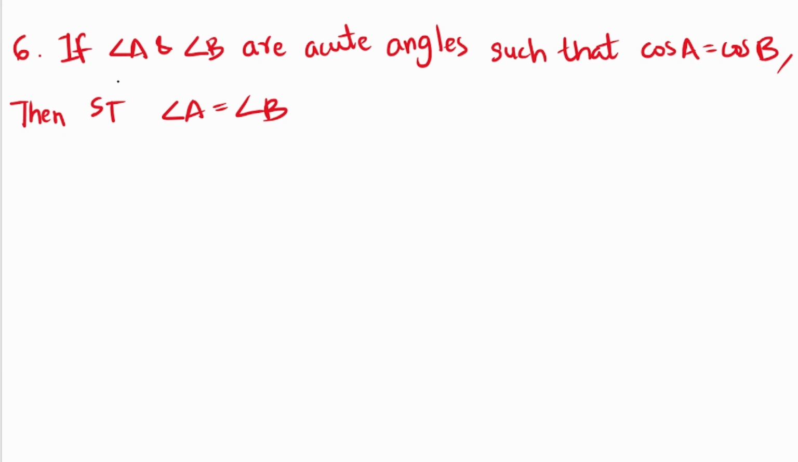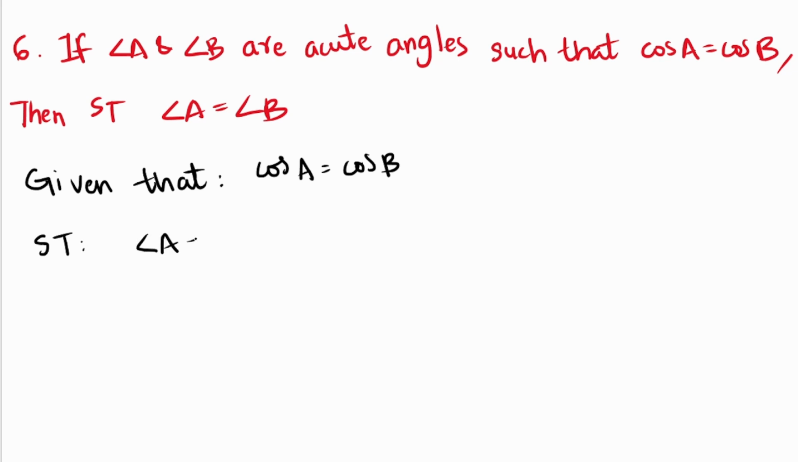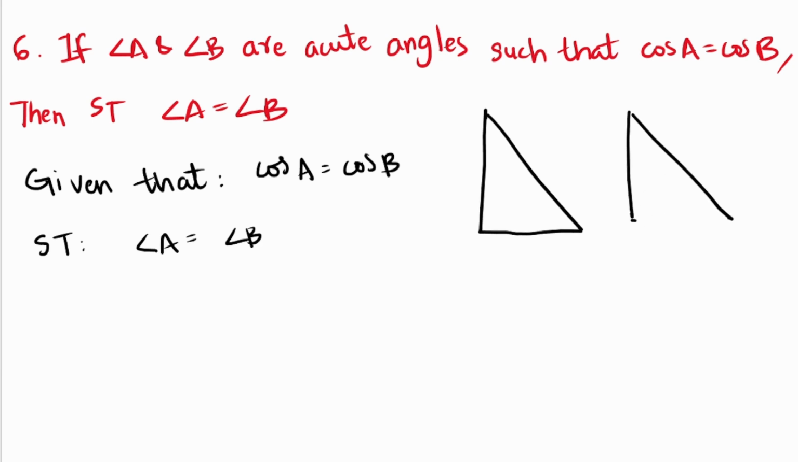Okay. So since it's a proof related question, we usually write given that. What is given in the question? In the question it is given cos A equals cos B. Now we have to show or prove that angle A equals angle B. Right. This is a triangle. This is another triangle. And I've taken this angle as A. Taken this angle as B. We need to give a different naming, right?